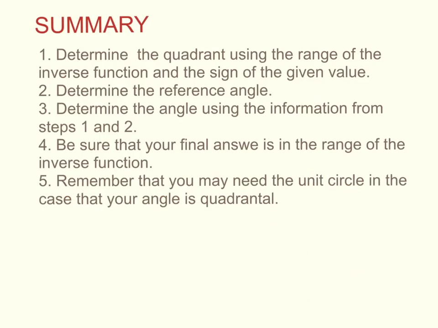So to summarize, what you do first is you determine the quadrant in which your angle lies. You're using two pieces of information for that. One of those would be the range of the inverse function and then the sign of the value that they've given you. After that, you determine your reference angle, and then step 3 is the big one. You put steps 1 and 2 together, and you find the angle that has the reference angle from step 2 and that lies in the quadrant from step 1. Always be sure that your final answer is in the range of the inverse function, and that every once in a while one of the angles is going to be quadrantal, in which case you are using the unit circle.